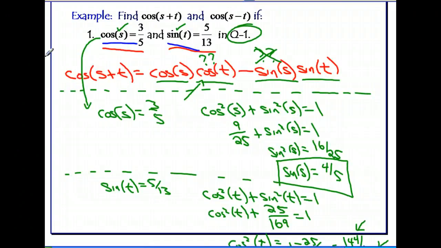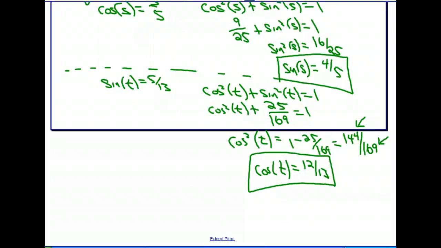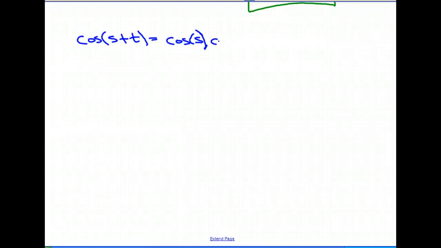and finally use it. So let's write this out. Cosine of s plus t, give ourselves a little more space here. Cosine of s plus t. We wrote it initially just to kind of set this up, but now we'll write it and actually use it. Cosine s, cosine t, minus sine s, sine t.